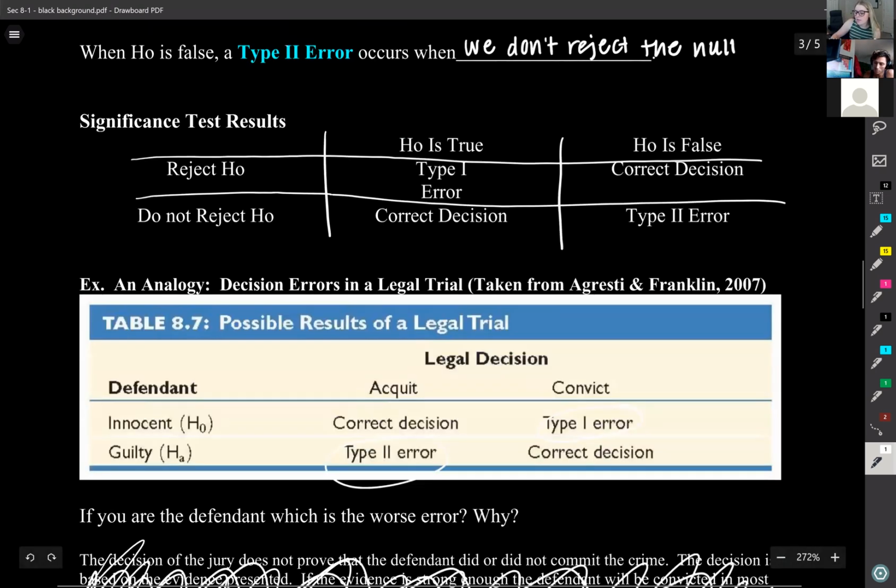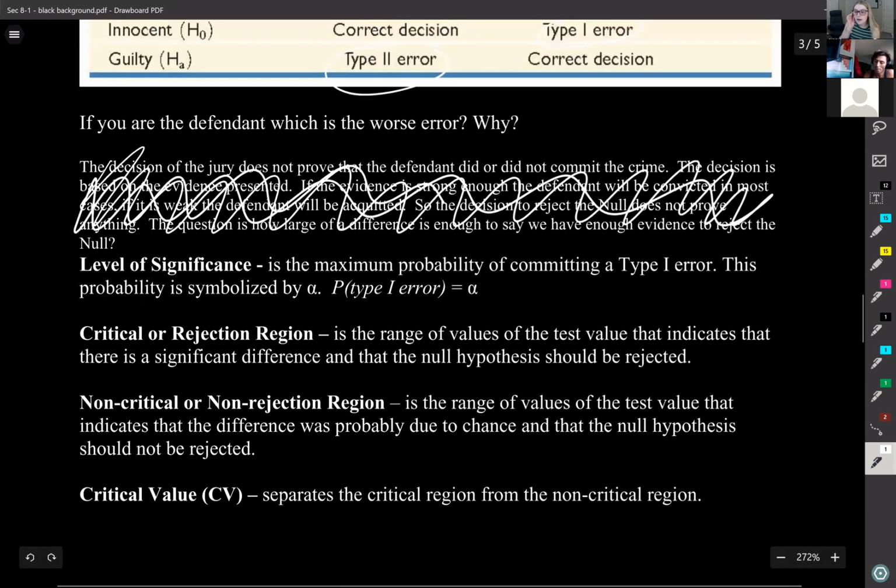So when we think about doing our test, we want to pick a level of significance, which is the maximum probability of committing a type 1 error, where the null was true, but you actually rejected it. And this is just going to be symbolized by alpha. This is going to be important when it comes to actually doing the test and deciding if we want to reject the null or not. So this will be used in some of our examples.